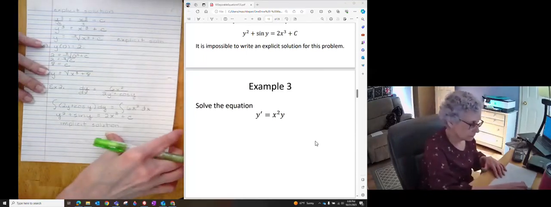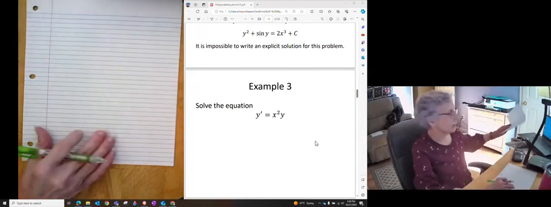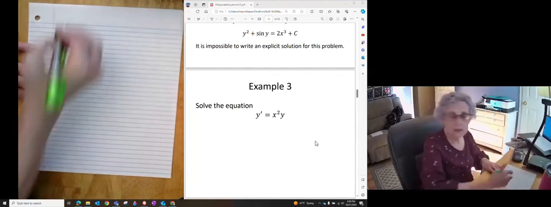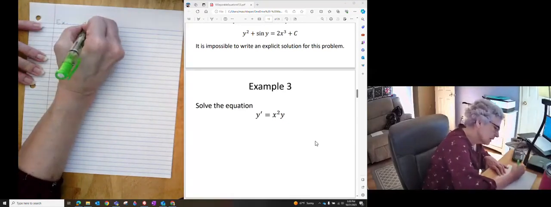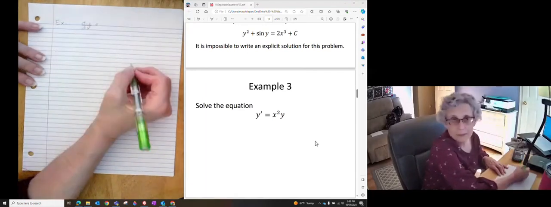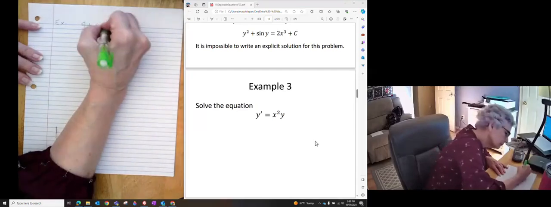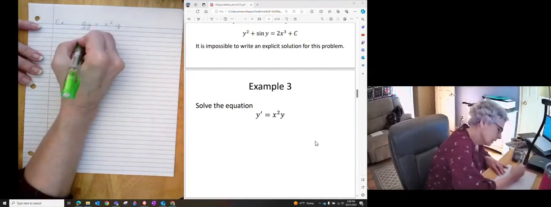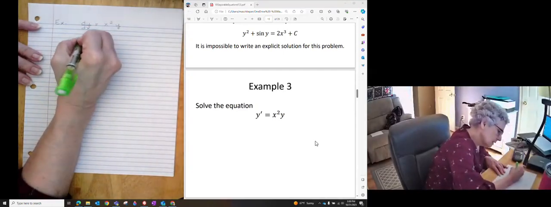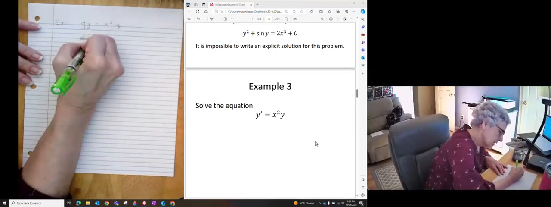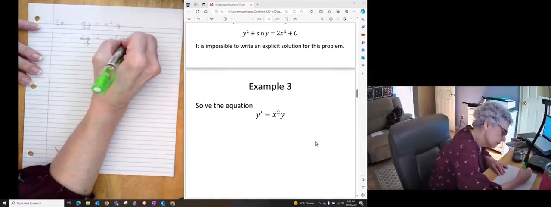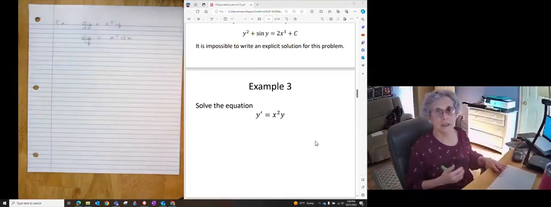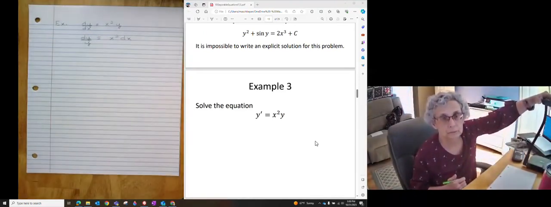Okay, let's do another one. y prime is equal to x squared times y. Well, I'm going to write it down as dy/dx, because that's just another way of writing y prime. And then dy divided by y is equal to x squared dx.